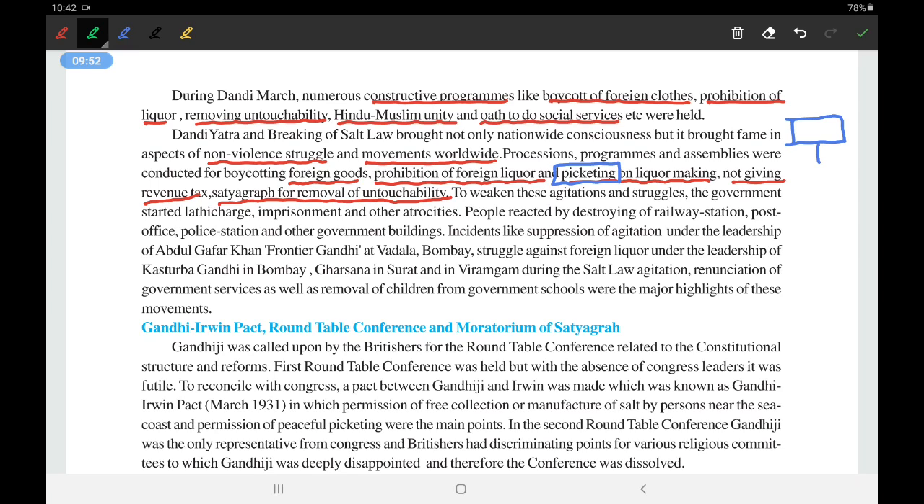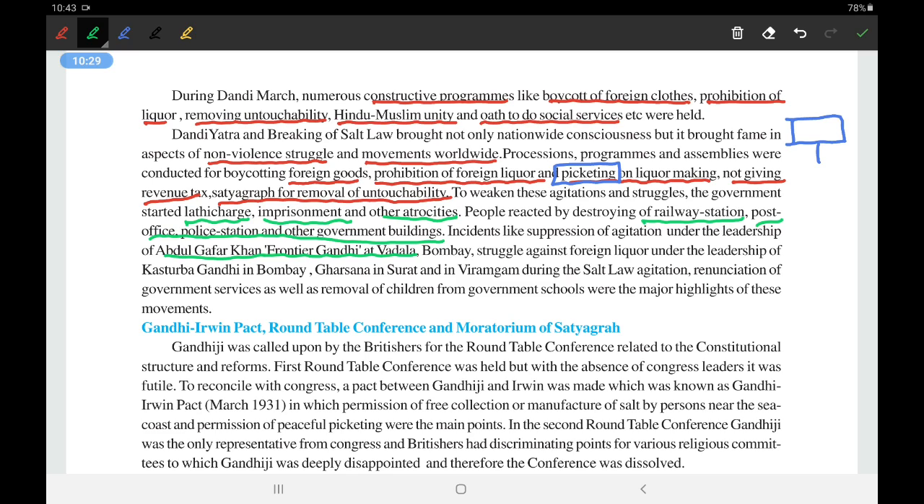To weaken this agitation, revolt and struggle, the government started lathi charging, imposition, okay, and other atrocities, meaning harassment. People reacted by destroying railway stations. The people were now against it, and they destroyed the railway station, post office, police station, and other government buildings. Incidents like this, suppression of agitation under the leadership of Abdul Ghaffar Khan, who was known as the Frontier Gandhi, in Wadala. Okay, these were some of the incidents that were not good for the revolt.